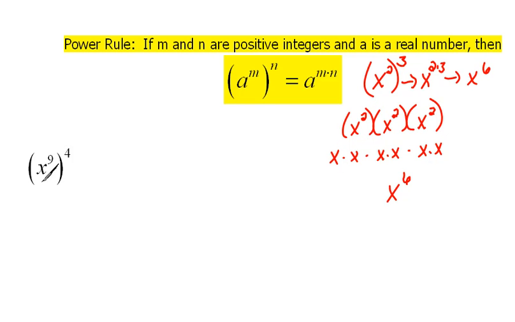Now here, I don't want to do this long drawn out version. I don't want to multiply x to the 9th to itself 4 times and then break down all of those x's when I can just use the power rule. That says a power raised to a power you would multiply. So 9 times 4 would be 36, just like that.